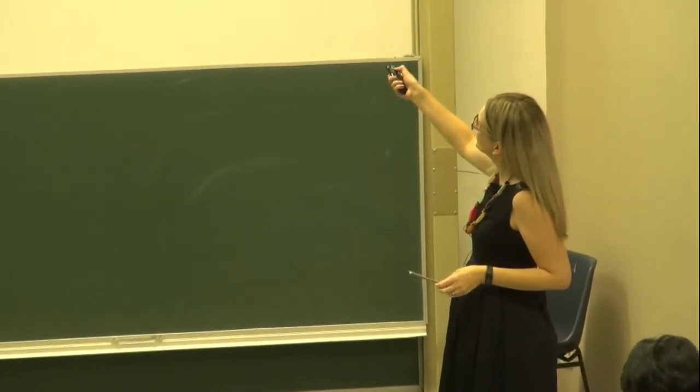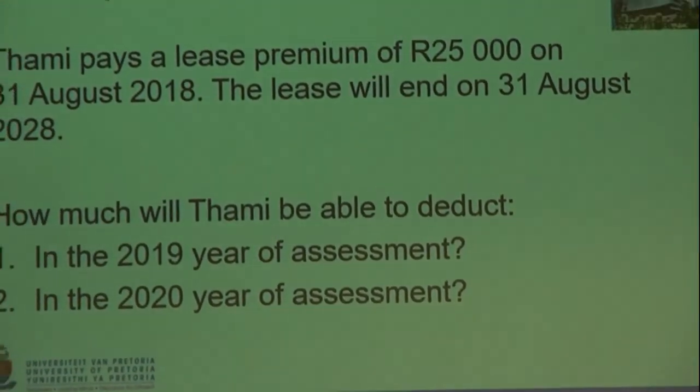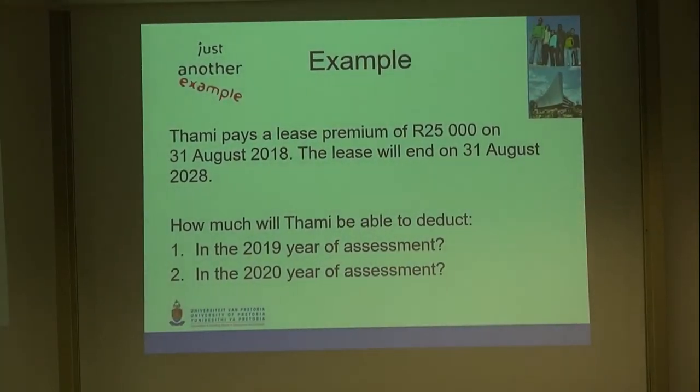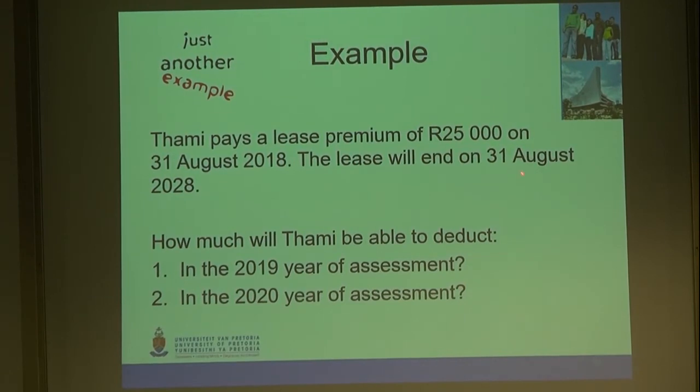We've got Tommy, a sole proprietor who is renting something now for trade, and he pays a lease premium of 25,000 Rand on 31 August 2018. Let's just take a step back. We're dealing with a sole proprietor, so the year of assessment ends 28 February. The lease will end on 31 August 2028, so it's a 10-year lease that we're dealing with. How much will Tommy be able to deduct in the 2019 year of assessment and in the 2020 year of assessment?